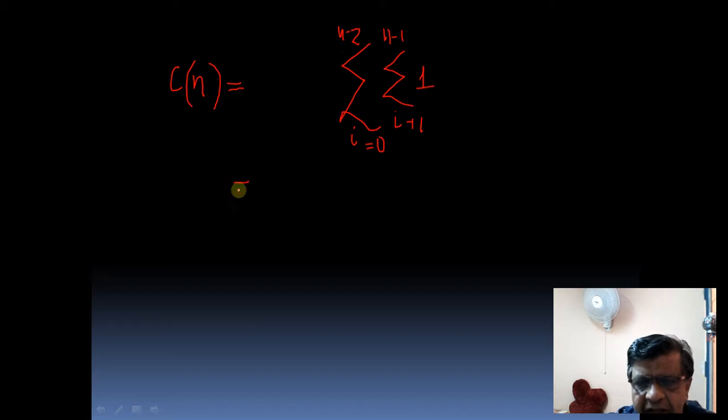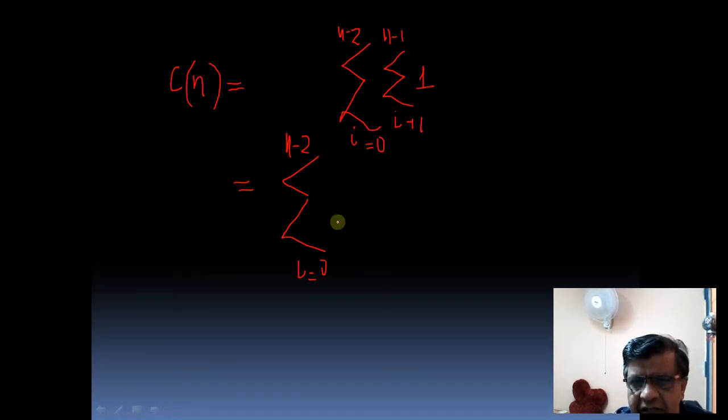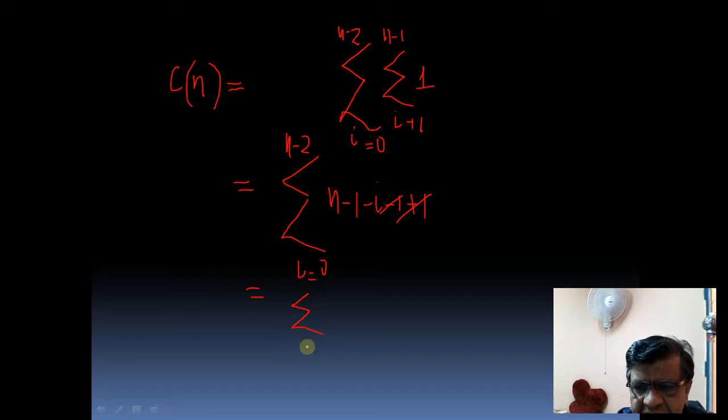Therefore we will expand the inner summation. So i equal to 0 to n minus 2 remains as it is. The upper limit is n minus 1 minus (i plus 1), which is minus i minus 1, plus 1, as I told you earlier. So plus 1 minus 1 will cancel. What we are left with is n minus 1 minus i. We will group the constant terms and leave the variable term aloof. Here the constant term is n minus 1, and the variable term is i.